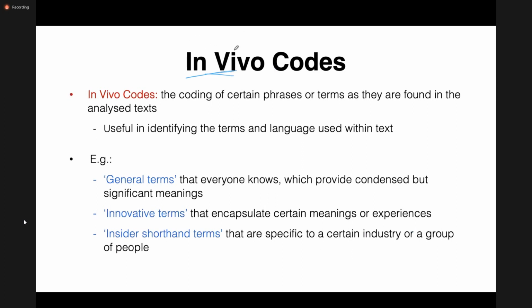So this type of codes would be useful, especially if there are any special terms that you want to identify. So something like a toolbox talk, a general term, or an insider shorthand term, many innovative terms that people use when talking about things. To capture those things, it might be useful to use this type of in vivo codes sometimes as well. So using the exact words or phrases as appearing in your data.